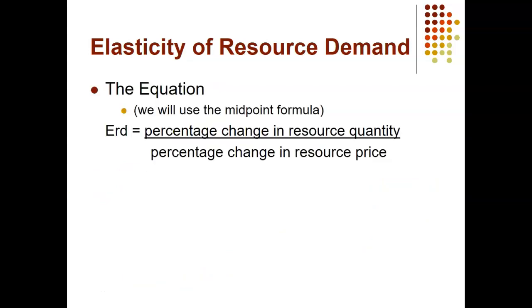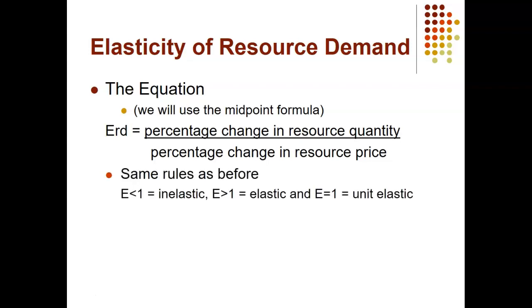So for the equation we'll be using the midpoint formula, although more and more College Board is using the elasticity coefficient equation, but the midpoint formula is still totally fine. So percentage change in resource quantity divided by the percent change in the resource price. It's the exact same. In fact, the rules are the exact same. We are still using absolute values. Is it less than 1, equal to 1, greater than 1? Chapter 18 is still the same.